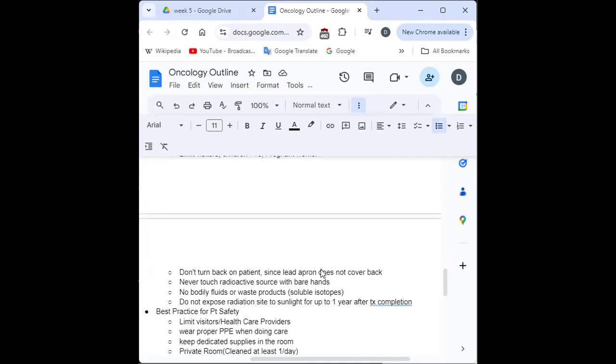Okay, so that's interesting. Have your own badge for a specific time frame so they can monitor the dosage. Don't touch radioactive things with your bare hands. Pretty obvious.